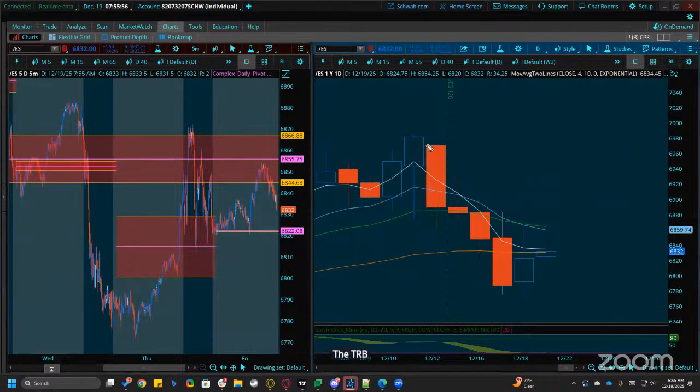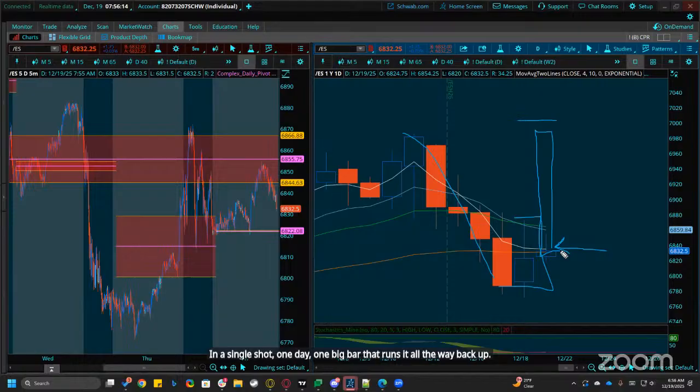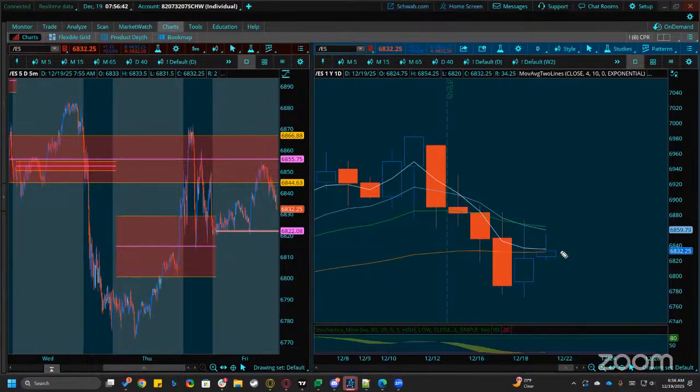The TRB would be that if we came down here and we get one inside day, and then the next day, which would be this day, we go all the way back to the top in a single shot. In a single shot, one day, one big bar that runs it all the way back up. That would be a TRB. It's called trendline breakover. And when I was naming it, there was a reason I didn't put TLB, which would be trend line breakover. I don't remember why now, but I must have had a good reason. So I did not use TLB, and instead I used TRB, right? Trendline breakover. I don't remember why, but I trust the process.